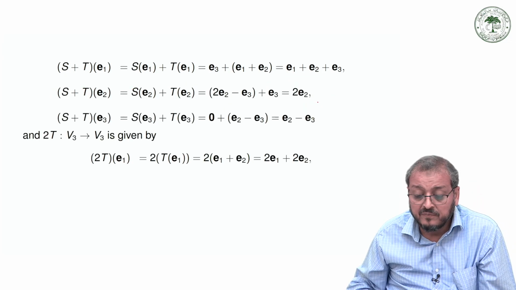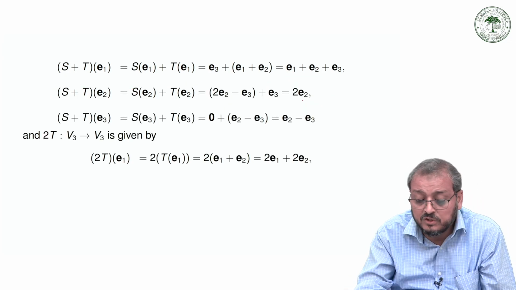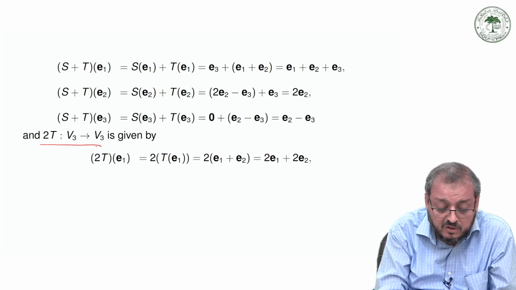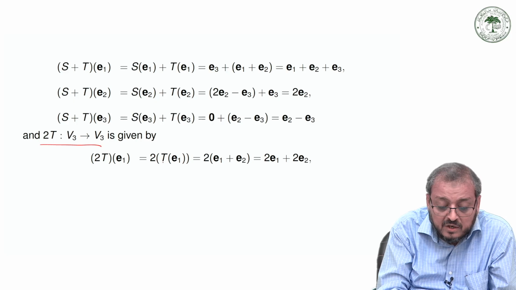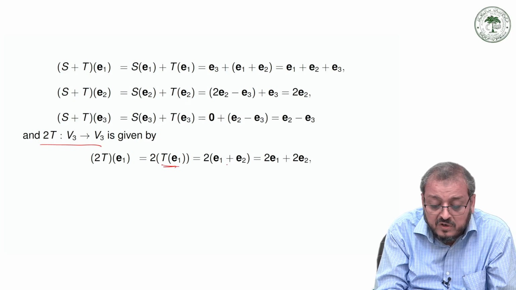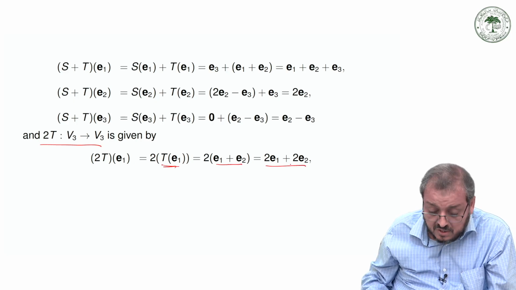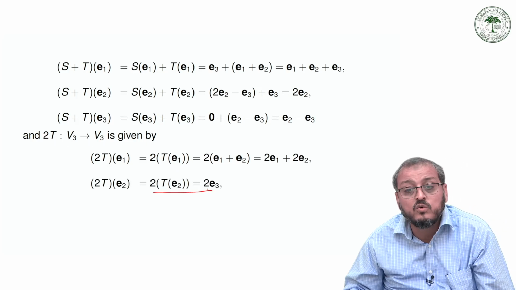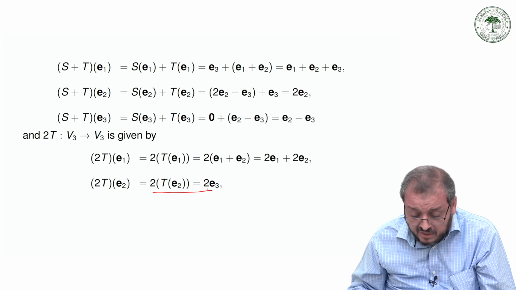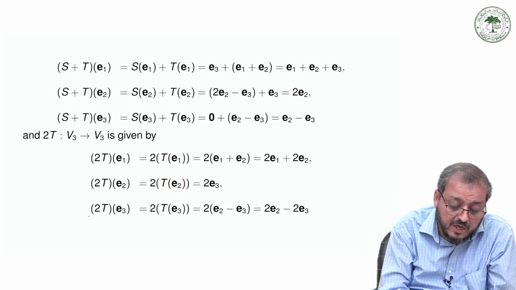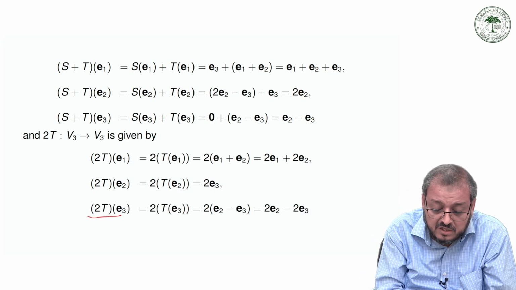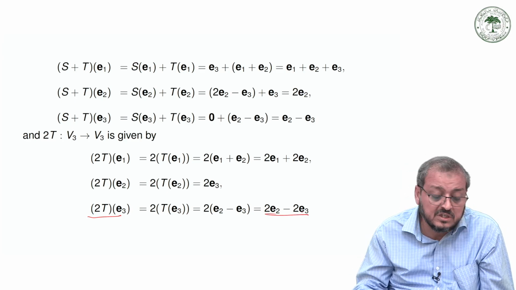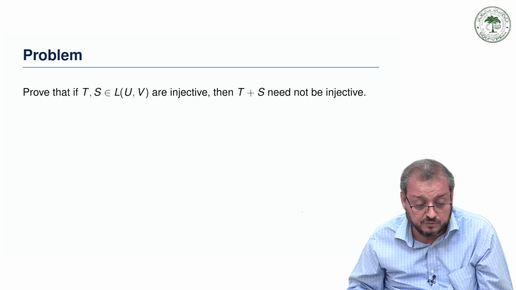So we have to write this into this form, and similarly we calculate 2T of the basis vectors. 2T of e1 is equal to 2 times T of e1, and T of e1 is equal to e1 plus e2. Similarly we calculate 2T of e2, which is 2 times e3, and then 2T of e3, which is 2 times e2 minus e3. So this completes the calculation into this form.